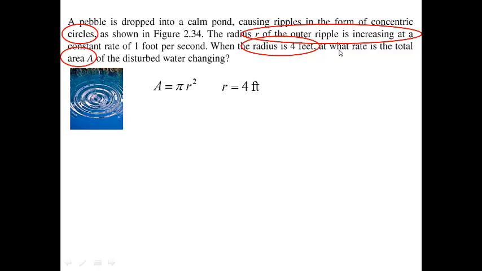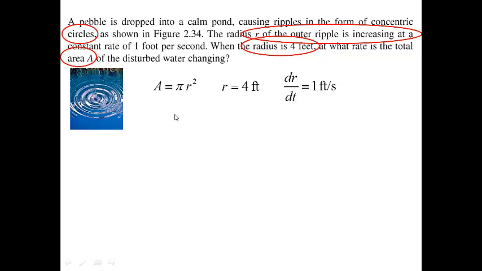And then you have r is the outer, let me back up here. And the radius is increasing at a rate of 1 foot per second. That means the radius is increasing at a rate per time of 1 foot per second. You notice that r is in feet and time is in seconds. The units will look like what you're trying to find. That's why the units are important.